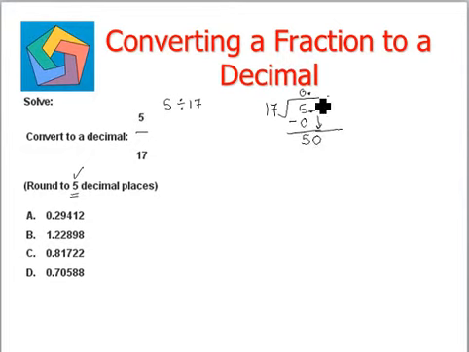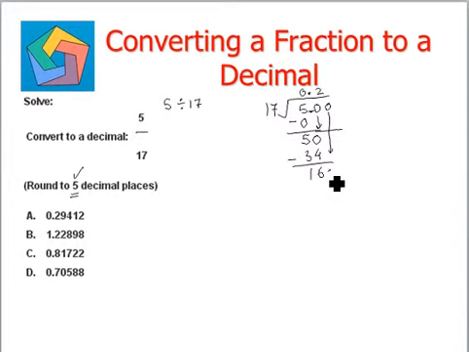Now 17 times 2 is 34. We'll be using this. And now subtracting. 50 minus 34 is 16. Now what we'll be doing is we will be adding a 0 over here and bringing it down right here. So 16 becomes 160 now.